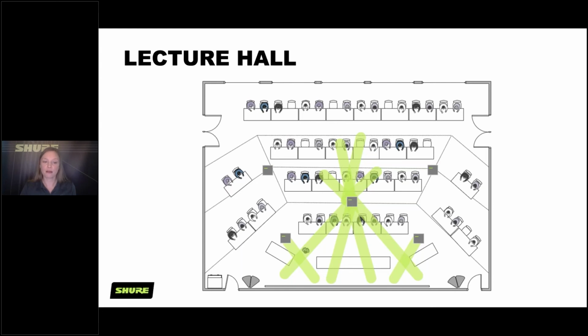For those seated on the left-hand side, we'll use that front left array, and we'll position those lobes so that we can pick up those students all the way on the left-hand side, and those that are on the left-hand side of rows 1 and 2. We'll do the same on the right-hand side. And for those that like to sit in the back, we'll use those rear arrays to pick up those students on rows 3 and 4.